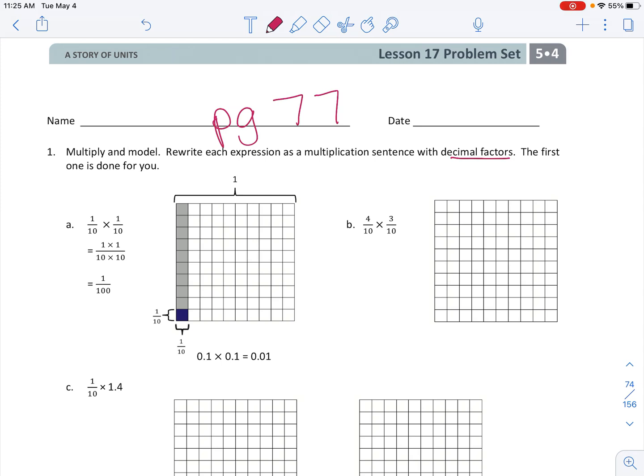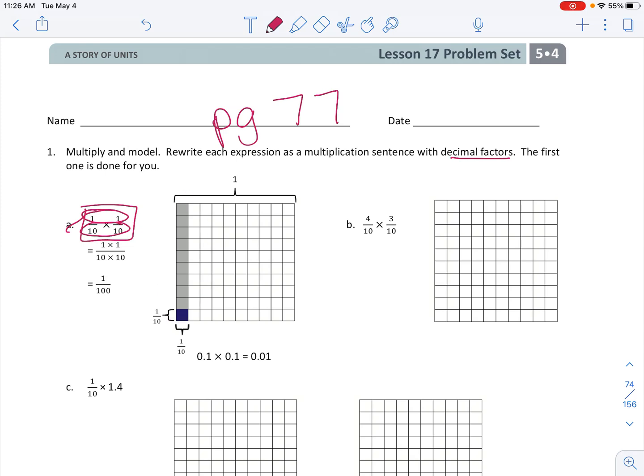So we've been doing fraction multiplication. So we did 1/10 times 1/10. We know we multiply the numerators together, and then we multiply the denominators together. So we'd get 1 times 1 is 1, and then 10 times 10 is 100, so we get 100th. And we show this in a model.